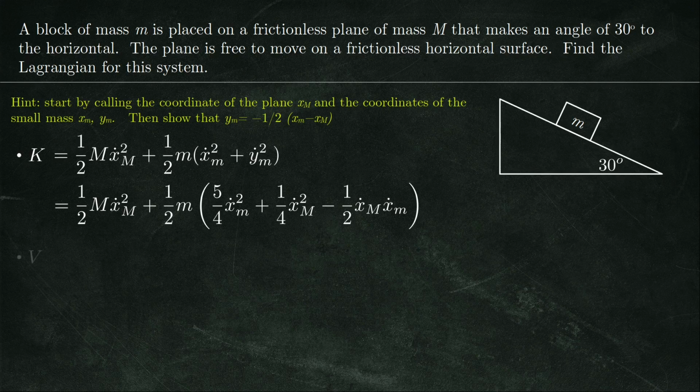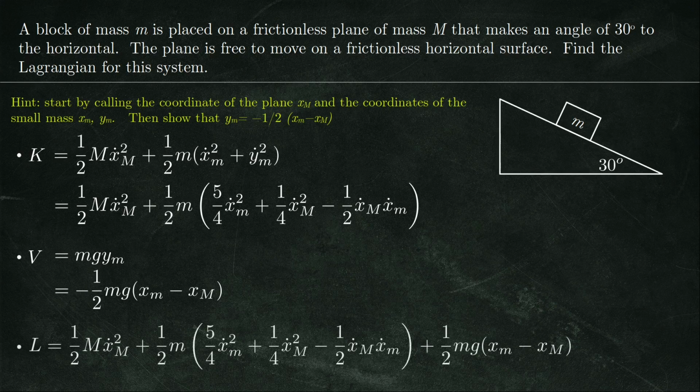And then the potential energy is still mgh or mgy little m, except again we're going to rewrite y in terms of the horizontal positions of the mass and the wedge. And then finally, our Lagrangian is quite a long one. Our Lagrangian is given here.